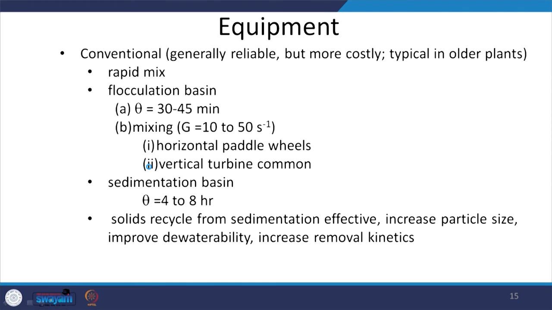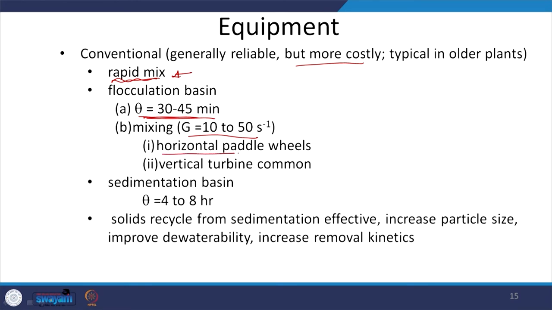So let's look at the equipment. Conventional, which is reliable but typically more costly, we looked at it in the context of the sedimentation basins with respect to wastewater and even water treatment. So what do we have? We have a rapid mix initially. You want to mix the relevant coagulant or flocculant pretty well. And then you have a flocculation basin where you have relatively gentle mixing for a relatively longer time compared to the coagulation basin or the rapid mix basin.